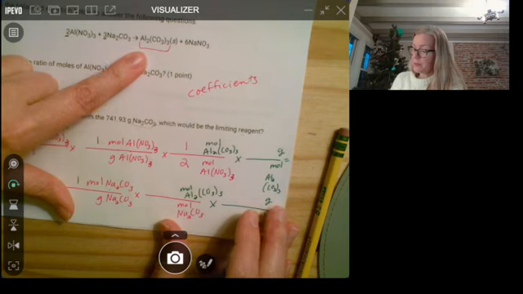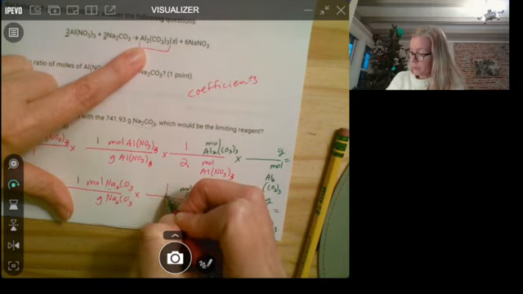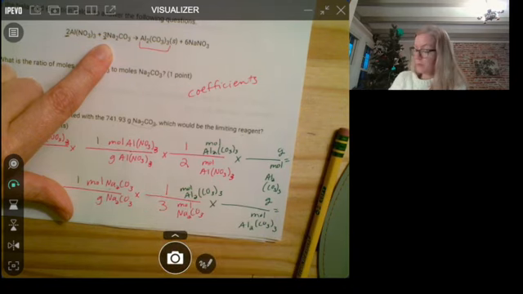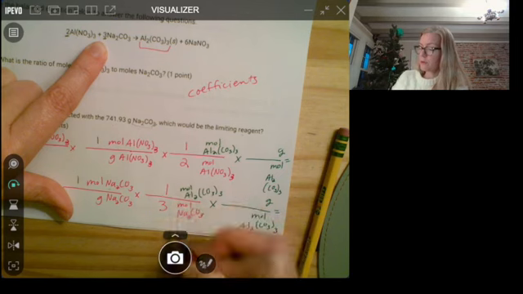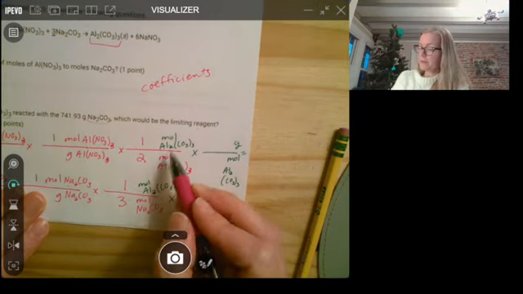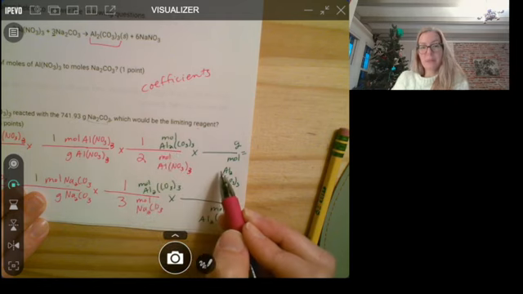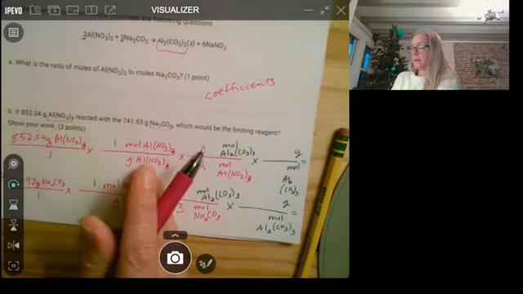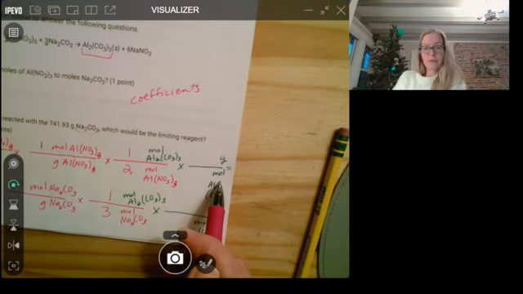For this one, the Al2(CO3)3, once again, is 1. For every one of these, however, you need 3 Na2CO3s. It's a 1-to-3 ratio. Okay, so those are our mole ratios. And then at the very end, we are converting from moles of the product to grams of the product. So just like here, we went from grams to moles of reactant. Now we're going from moles to grams of product.